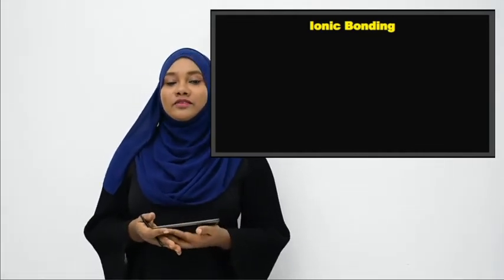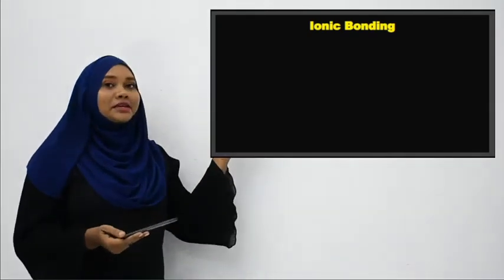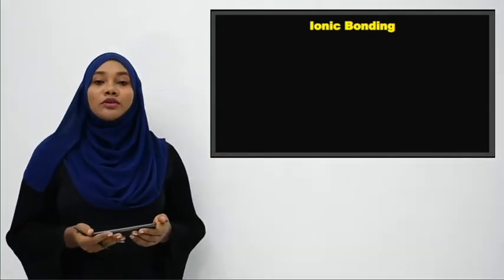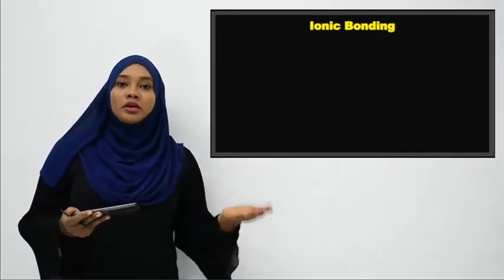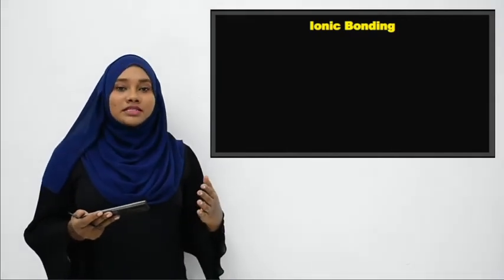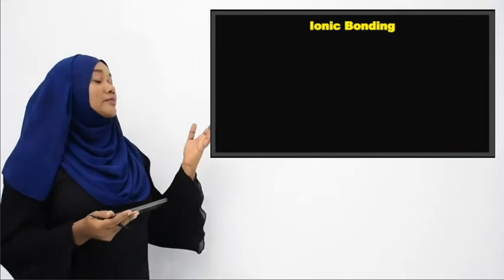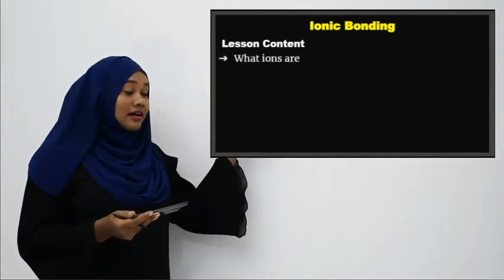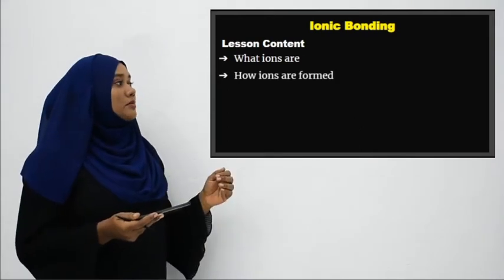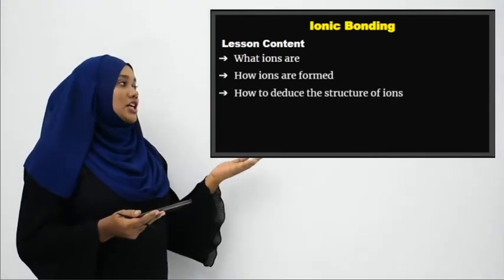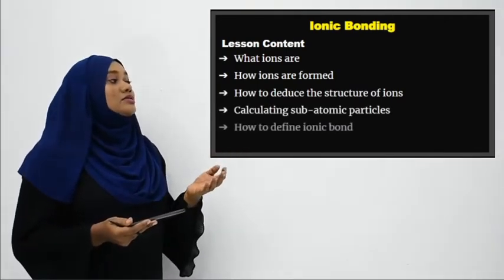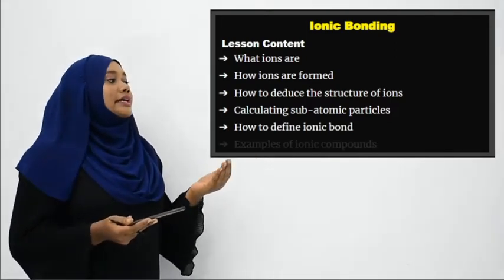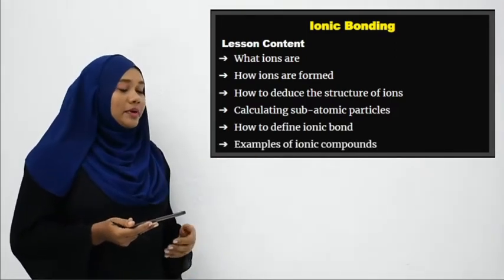And today we will be looking at ionic bonding. From the name itself, you would know that it's a type of chemical bond, right? Ionic bond. So it involves ions. So as a first objective, I will be looking at what ions are, how ions are formed, then how to deduce the structure of ions, calculating the number of subatomic particles in ions, how to define ionic bond, and some examples of ionic compounds. So first, look at what ions are.